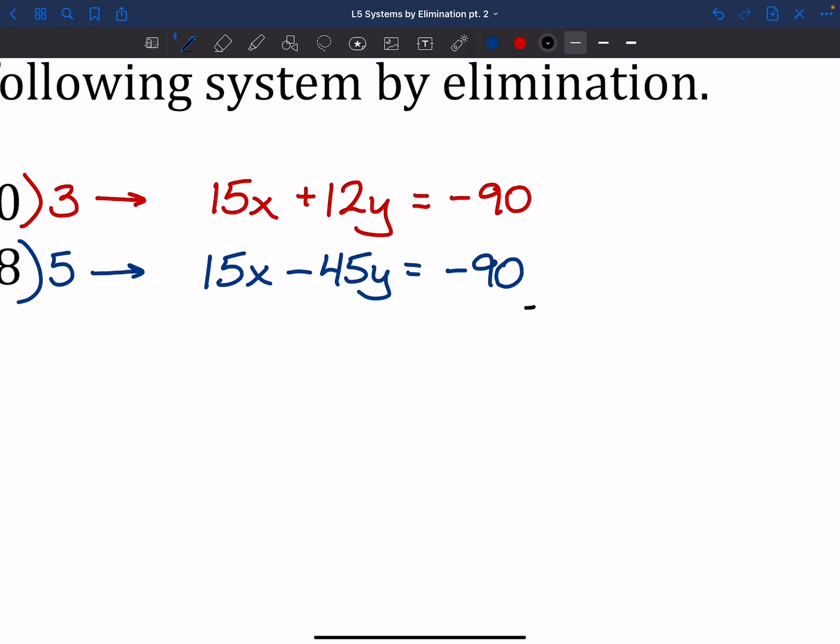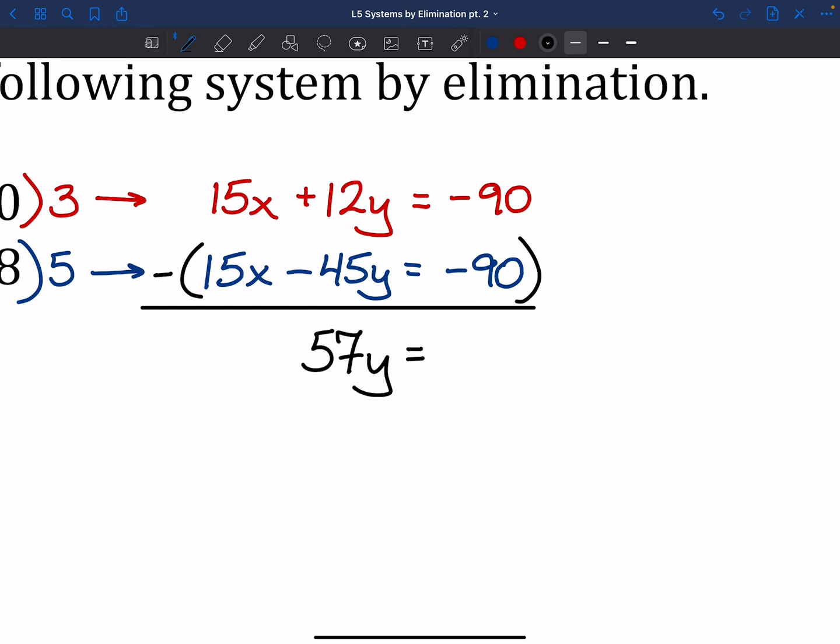Let's go ahead and do that. When we're doing the subtraction again, I like to use this method with the parentheses. If you like to go and change all the individual symbols, that's also fine. So what I'm going to do: 15x minus 15x, the x's are gone. We've eliminated those. When we do 12y minus negative 45y, remember that's going to work like addition. We're going to end up with 57y there. And then last but not least, negative 90 minus negative 90. Again, it's going to work like a plus sign there. We're actually going to end up with 0. Negative 90 plus 90.